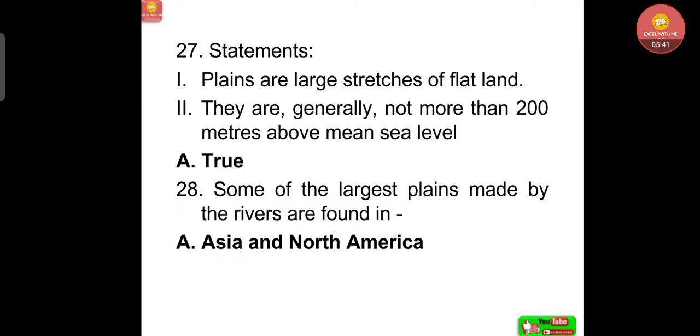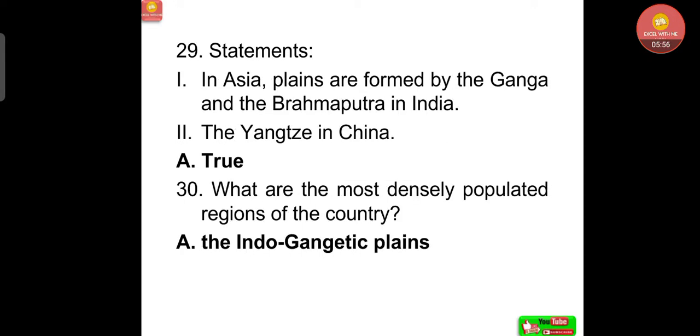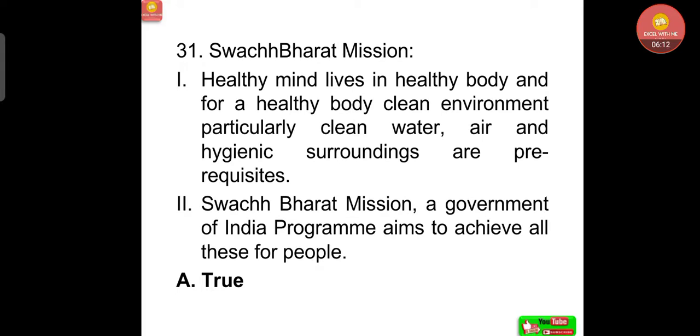Now the statements, plains are large stretches of flat land. They are generally not more than 200 meters above mean sea level. Both the statements are true. Now some of the largest plains made by the rivers are found in Asia and North America. Now the statements again, in Asia, plains are formed by the Ganga and the Brahmaputra in India, the Yangtze in China. Both are true. What are the most densely populated regions of the country? The Indo-Gangetic plains.